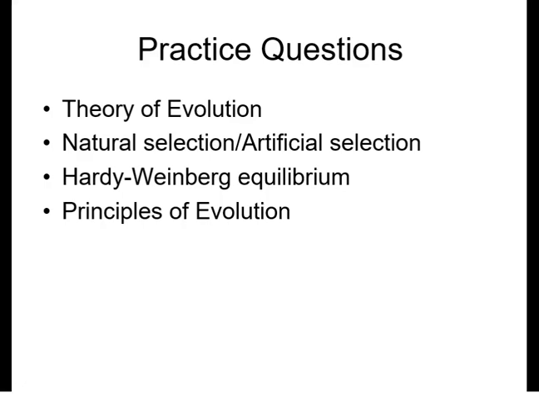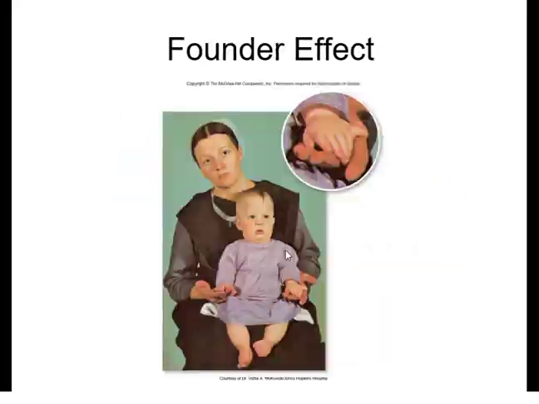So let's review for our Lecture 16 quiz. We've talked quite a bit about the principles of evolution as well as the Hardy-Weinberg equilibrium. Most of your questions are going to be on the Hardy-Weinberg equilibrium and the principles of evolution. You've got about 3 questions that are going to deal with concepts such as the theory of evolution, what natural selection is, the difference between natural selection and artificial selection. So let's go over those first, and then we'll go through some of these other ones on the Hardy-Weinberg equilibrium and the principles of evolution.